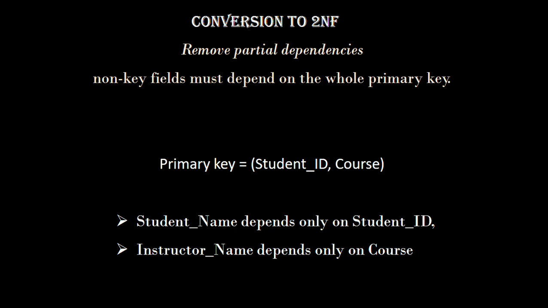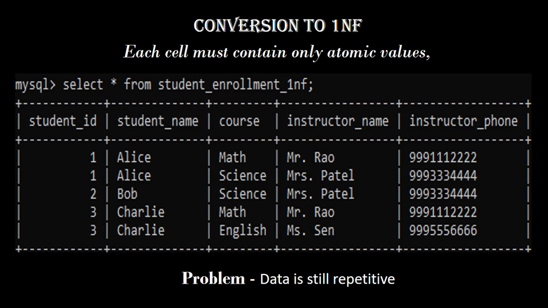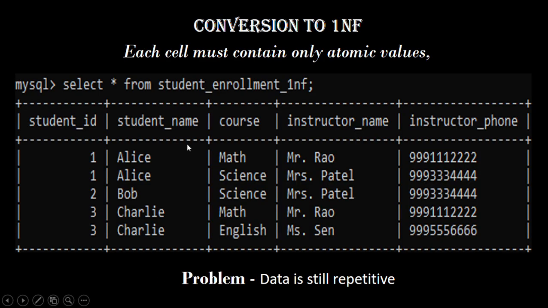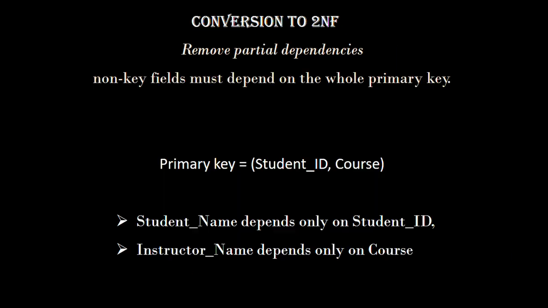The second normal form rule is to remove partial dependencies. What is a partial dependency? Whatever columns or fields are there which are not the primary key, they should completely depend on the primary key. So let's take the same example. In this table, my student ID and the course form a composite primary key.